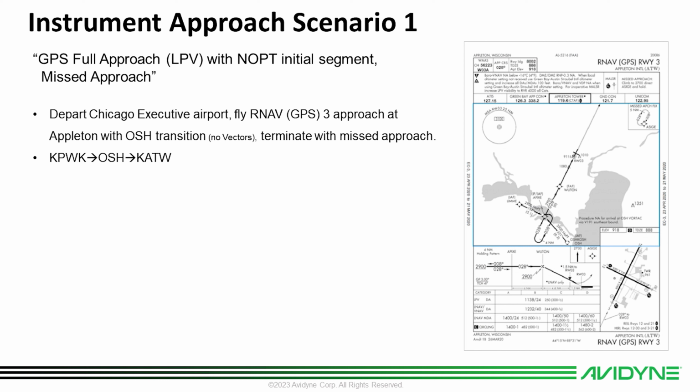To learn about instrument approaches on the Atlas, let's start this demo with a flight from Chicago Executive and fly the RNAV GPS-3 approach into Appleton, Wisconsin. This will be a full approach without radar vectors from ATC. We will fly over OSH VOR using the OSH transition. This transition is marked no procedure turn on the chart, meaning that a course reversal at the Apixie waypoint is not required. The approach will terminate with a missed approach.